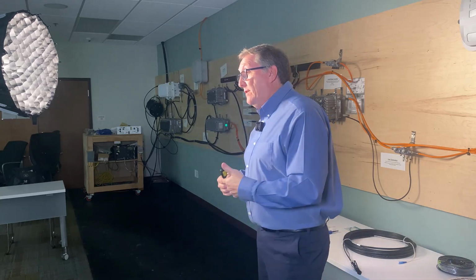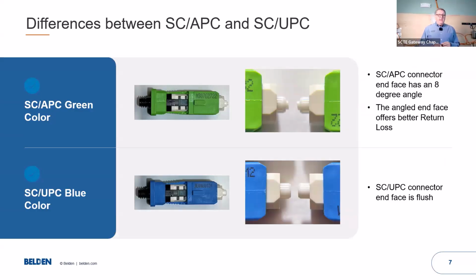So the next part of connectors is color. A green connector actually has a tip that's angled between 8 and 12 degrees, which is the tip of an APC connector. That's green. Blue is an ultra polished connector. That's where they are flat, but they are polished, but it's a flat tip. One is better for sending reflective properties away, and one was usually used inside data centers, head ends and things like that.